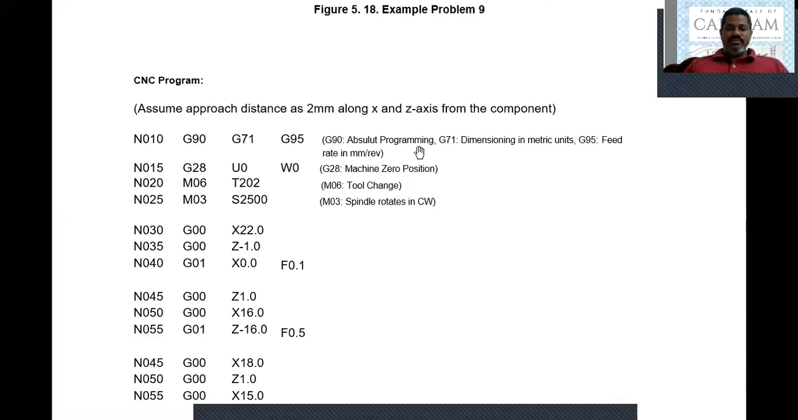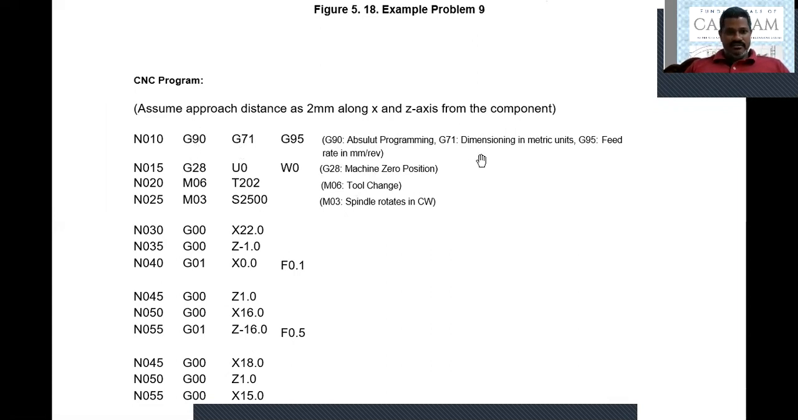G90 means absolute programming. Whatever coordinate values I am going to specify in this program will be absolute values. As we have seen in our previous sessions, what is absolute programming and what is incremental programming, absolute dimensioning and incremental dimensioning, we have seen in our last class. Absolute programming or absolute dimensioning means that all the coordinate values in the program are going to refer to one origin, that is located either at the bottom left corner or somewhere else on the work plane. With respect to that point, the coordinate values are going to be specified. So that is absolute dimensioning. To specify all the values, G90 is a must.